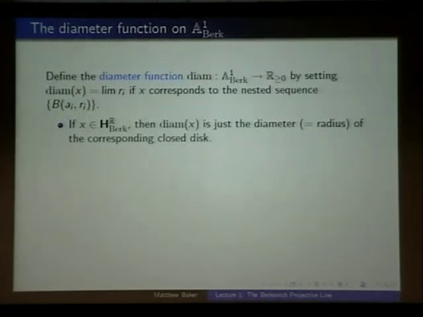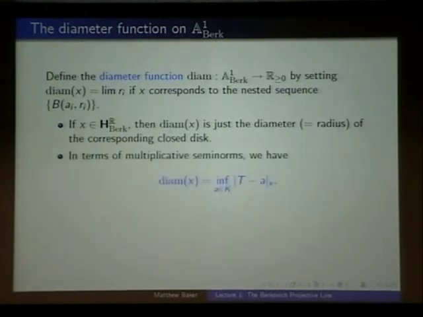The main thing I want to say is that there's a well-defined diameter of a point of Berkovich space, which is just the limit of the radii of these nested disks. And so in particular, if you have a point of type 2 or 3, which corresponds to a physical disk in K, the diameter is just the diameter or radius, same thing, of that disk. But it makes sense for points of type 4 too. You can take the limit of the radii.